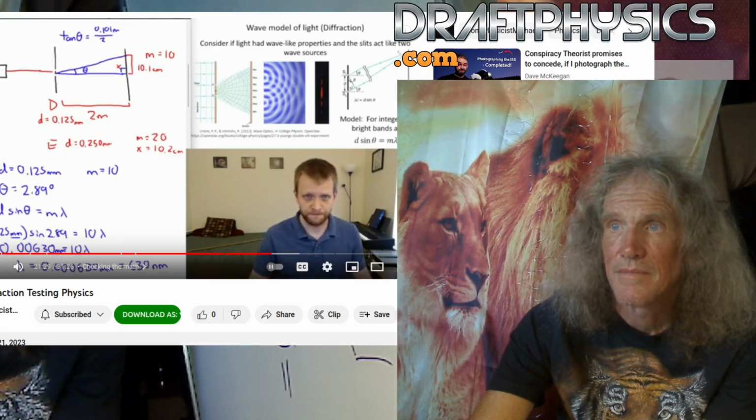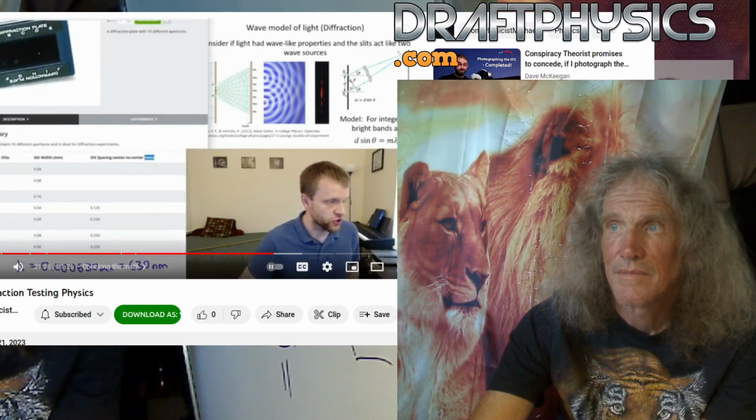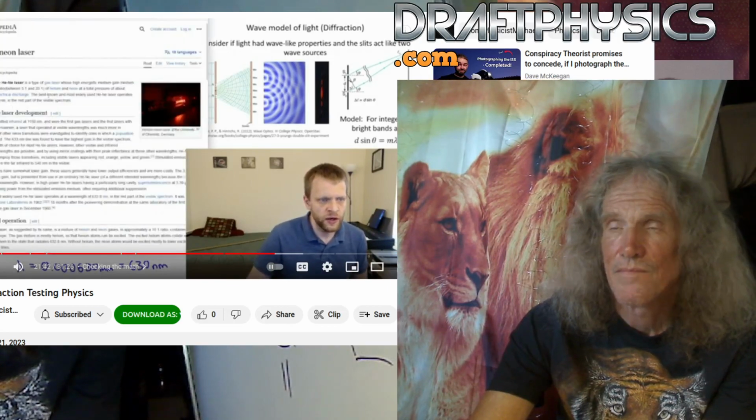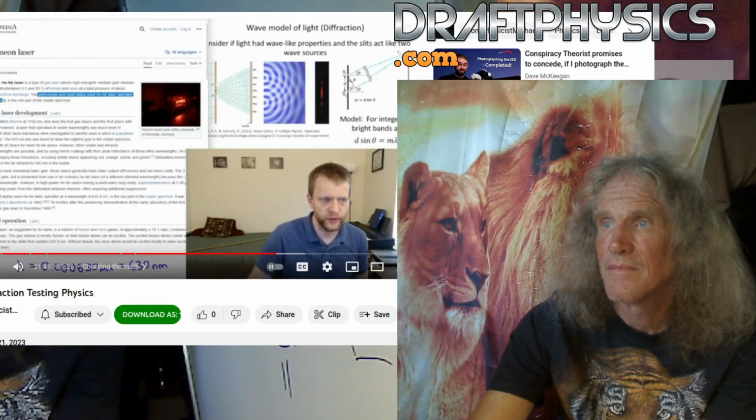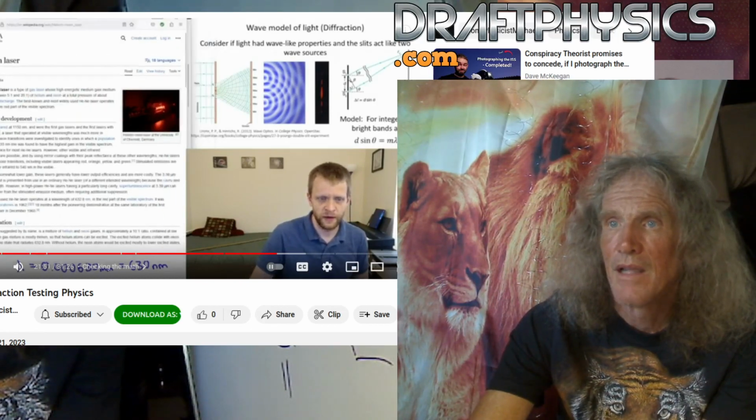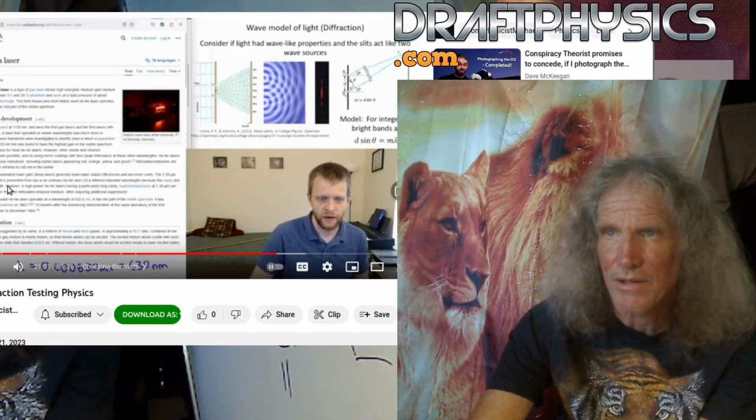wavelength of this light. Again, this is a helium neon laser, and this kind of laser has a particular wavelength. So if we look up helium neon lasers, the best known and most widely used helium neon lasers operate at a wavelength of 632.8 nanometers. Right. So there's no accounting for it, so fine.